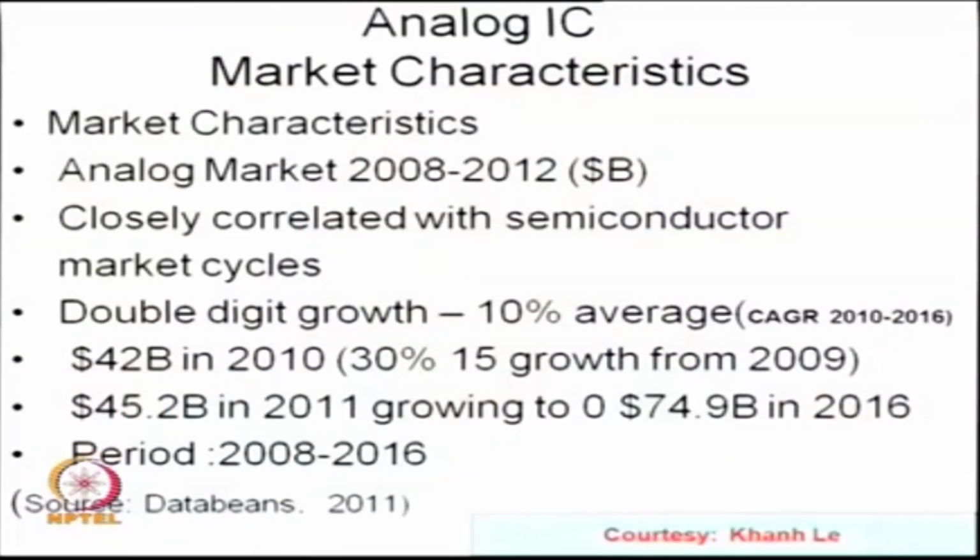Growth rate from 2010 to 16, say $42 billion in 2010, which was 30% growth from 2009. In 2011 it became $45.2 billion, and we expect that in 2016 it will be $74 billion. The total silicon market is, as of now, $800 billion. Okay. So at least 10% to 12% is something which we are actually working at.